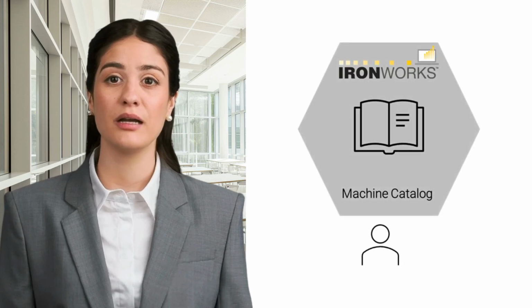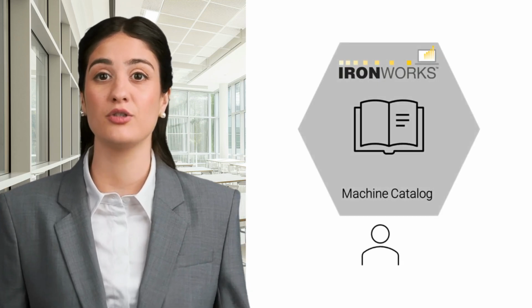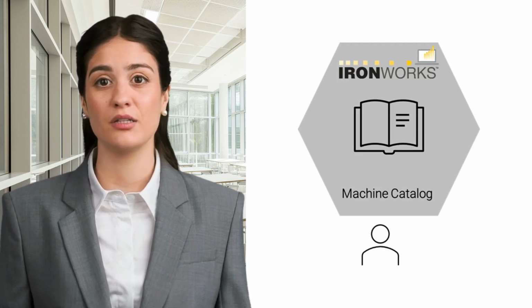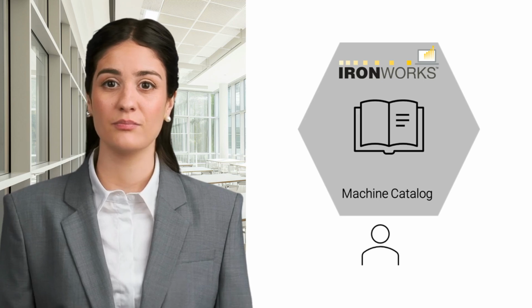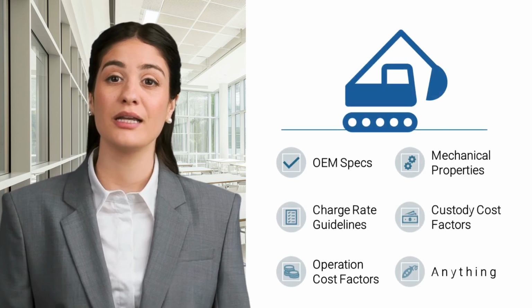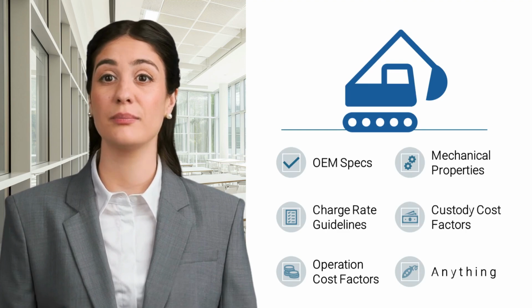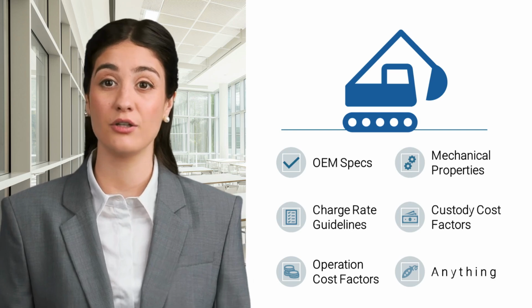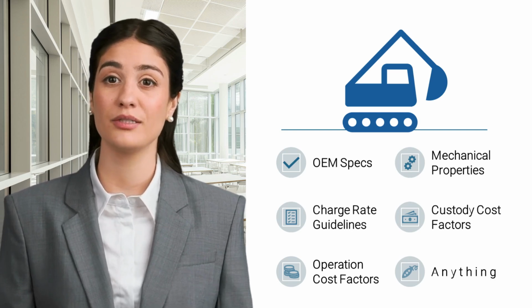First, let's review what the Machine Catalog does. Simply put, IMC provides answers about construction equipment. It contains millions of data points about tens of thousands of make, model, year machines. Using that data and purpose-built AI assistants, IMC provides answers about everything from OEM specs to charge rate and cost factor guidance to parts numbers and everything in between.